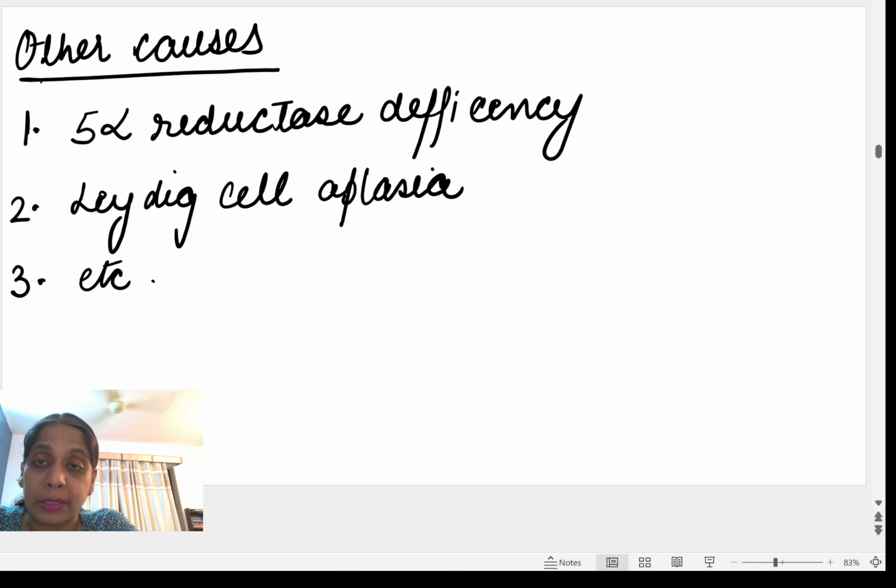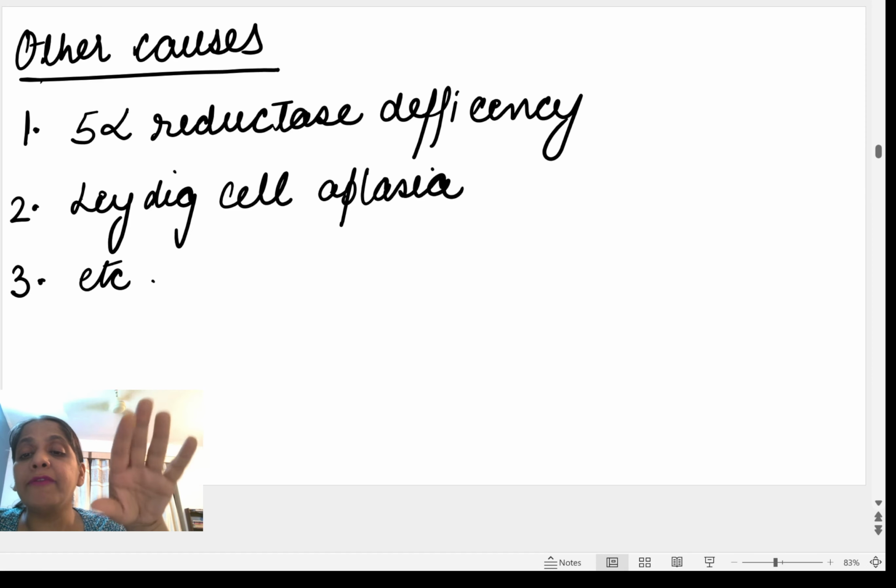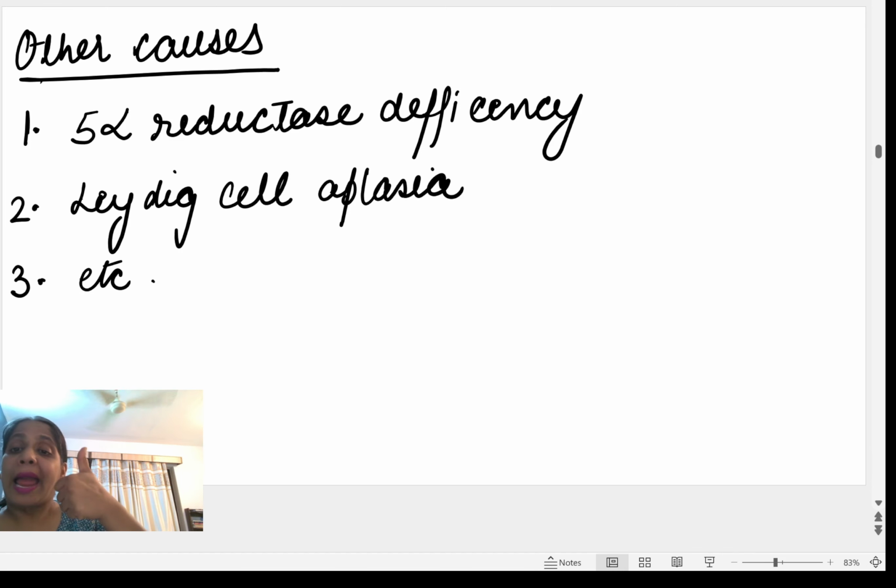5 alpha reductase deficiency. Now you know 5 alpha reductase is an enzyme which changes testosterone into dihydrotestosterone, and the active form of testosterone is dihydrotestosterone. Now if this enzyme is not there, again these androgens can't function. Again it will be the same story, right?